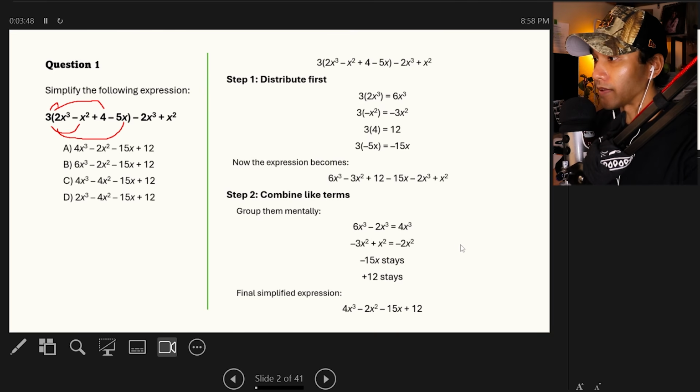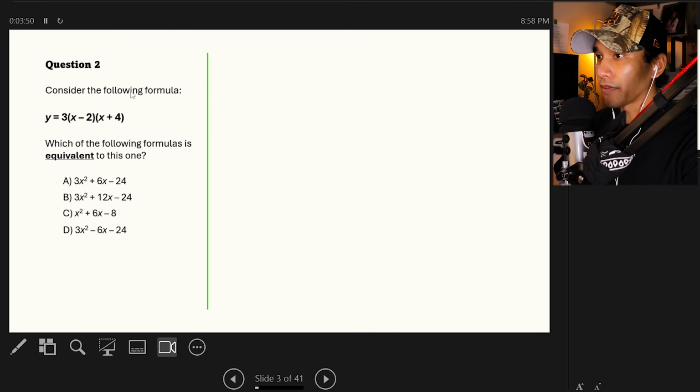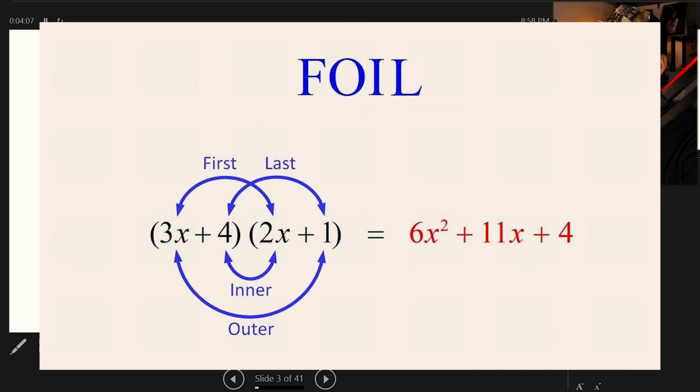Okay, next question. Consider the following formula: 3(x - 2)(x + 4). Which of the following formulas is equivalent to this one? What I would do is deal with the parentheses over here. We're going to use the FOIL method. I think it's first, outer, inner, last. I'm not sure. I forgot.